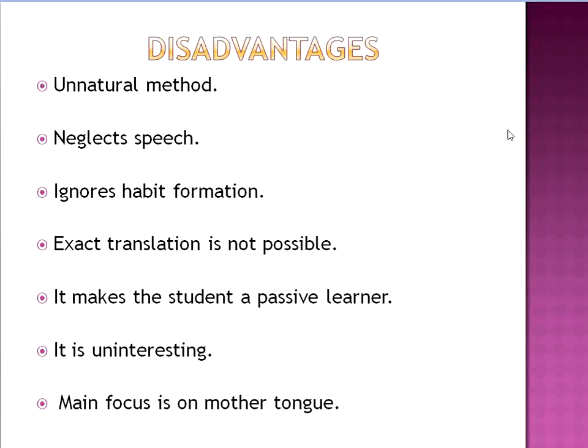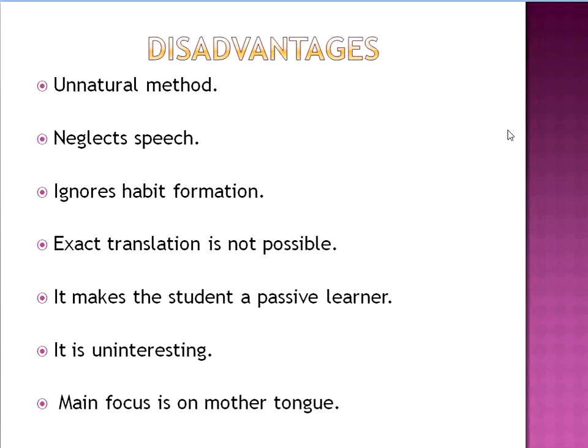Okay, what are the disadvantages of grammar translation method? Just have a look. Number one, unnatural method. Number two, it neglects speech. Okay, what is the next one? It ignores habit formation. What is next? Exact translation is not possible. Okay, what is the next one? It makes the student a passive learner. Okay, what is the next one? It is uninteresting. And lastly, main focus is on mother tongue. So let us discuss one by one.